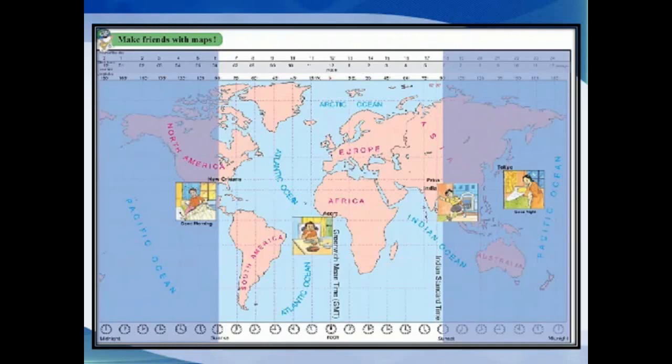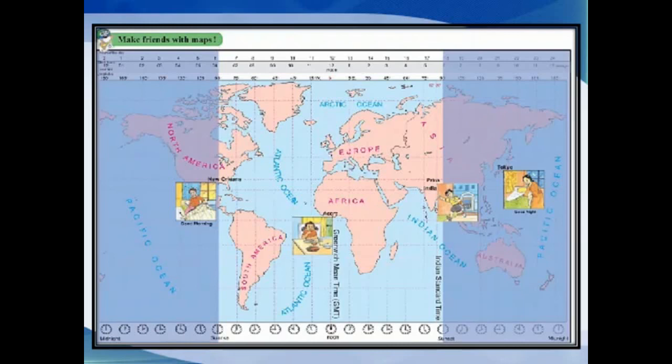Now the first question is, between which longitudes does the region experience daytime? The answer to this question is, between 90 degrees west and 90 degrees east longitude does the region experience daytime. Second question, which longitudes experience noon and midnight respectively? Answer is 0 degrees and 180 degrees longitude experience noon and midnight respectively. Edward from New Orleans is on which longitude? Answer, Edward from New Orleans is on 90 degrees west longitude.